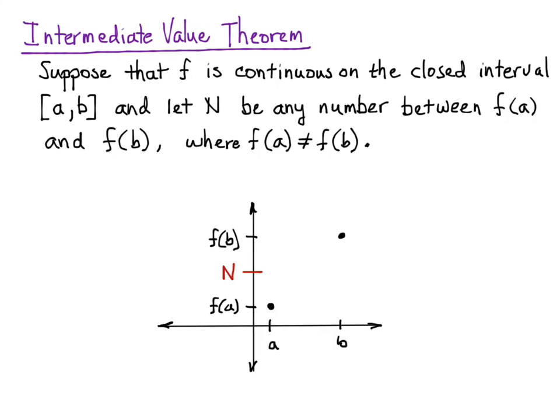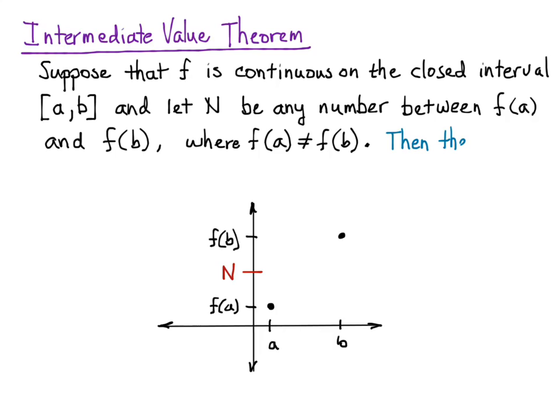It's continuous. I haven't drawn in the function yet, but I'm saying that f at A is the lower number, f at B is the higher number. It doesn't have to be that way. It could be the other way around. All I'm saying is that they're not equal. And then n is some number in between them. Okay, so this n here, it's in between f at A and f at B.